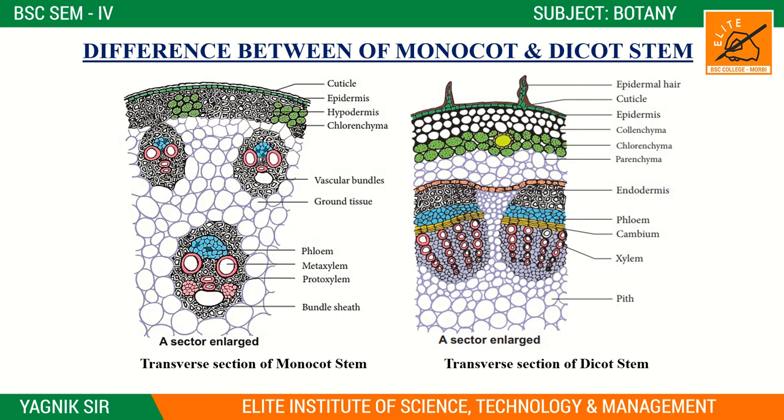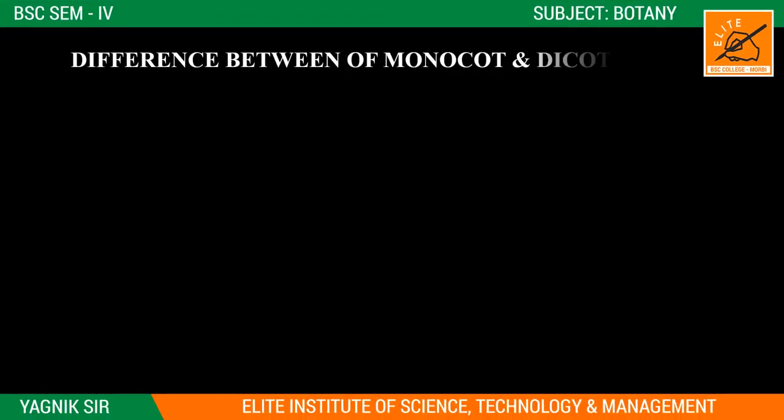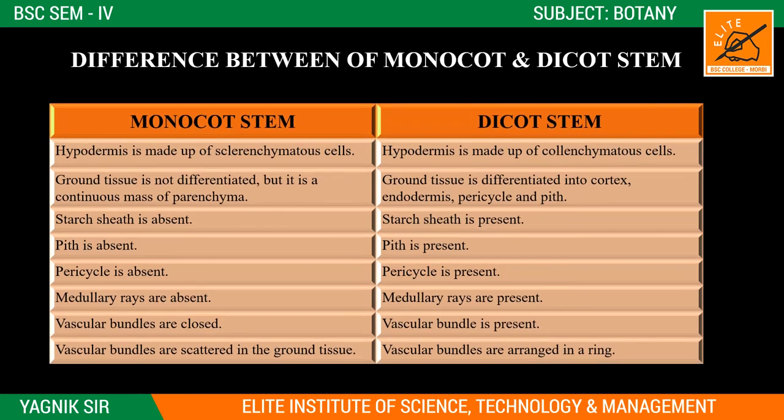Now in this image we are looking very closely, and in between we see the difference in the vascular bundles arrangement. આની અંદર ક્લિયરલી આપણે જોઈ શકીએ છીએ vascular bundle arrangement is different, some layers are arranged in different manners, right? So what is the major difference between monocot and dicotyledon stems? Normally a monocot stem has no pericycle, the hypodermis is made up of sclerenchymatous cells, ground tissue is not differentiated, starch sheath is absent, right? And vascular bundles are closed, medullary rays are absent, and the vascular bundles are scattered in the ground tissue. So these are all the characteristics of monocot plants.